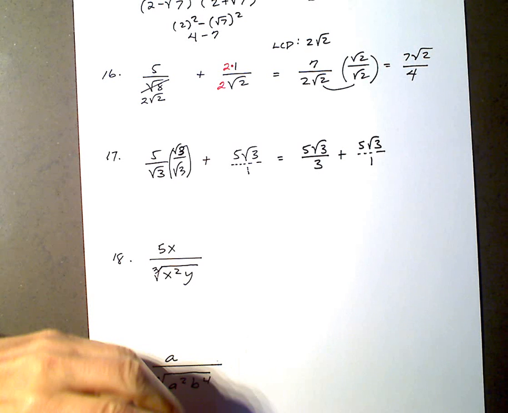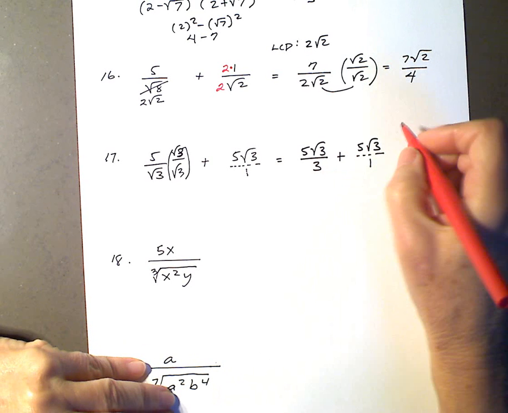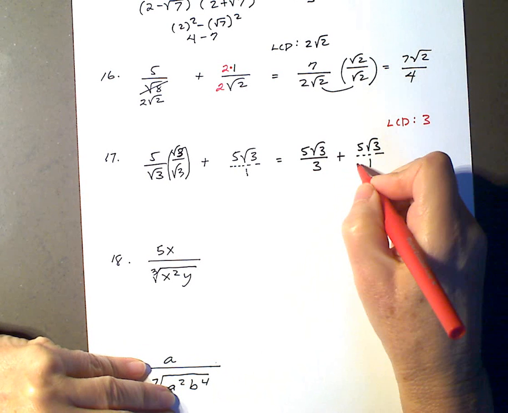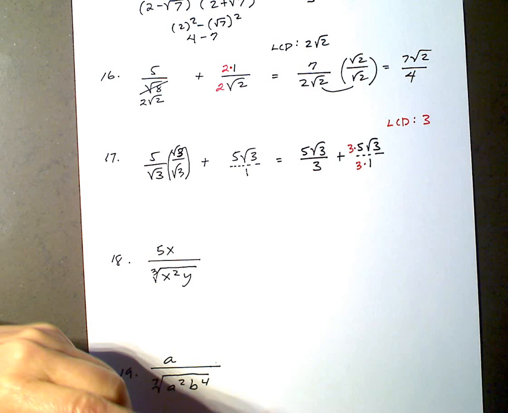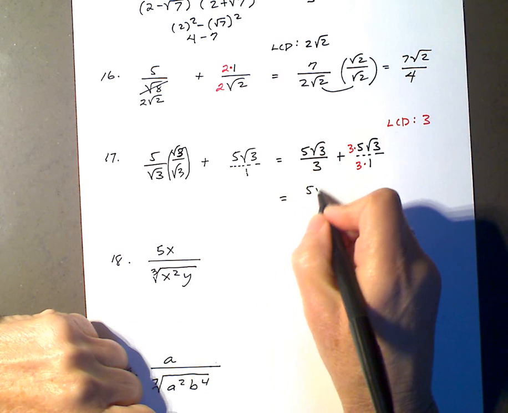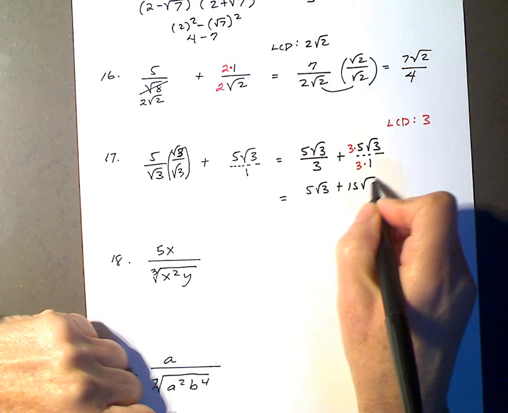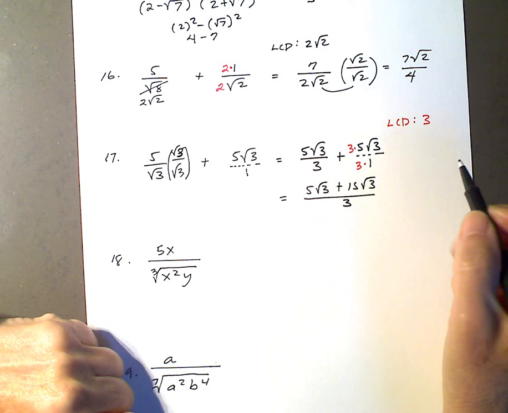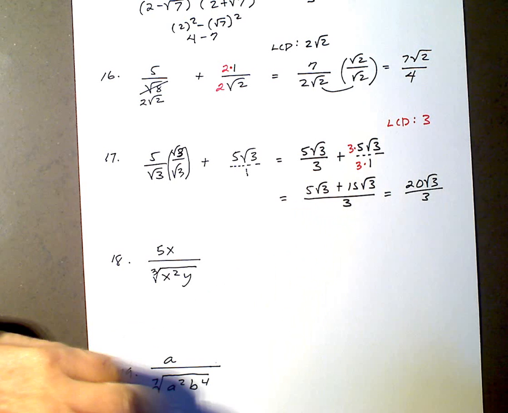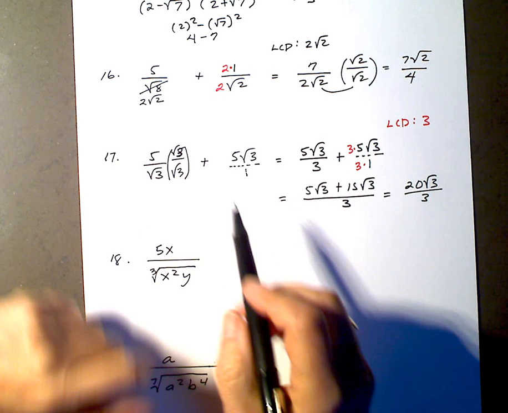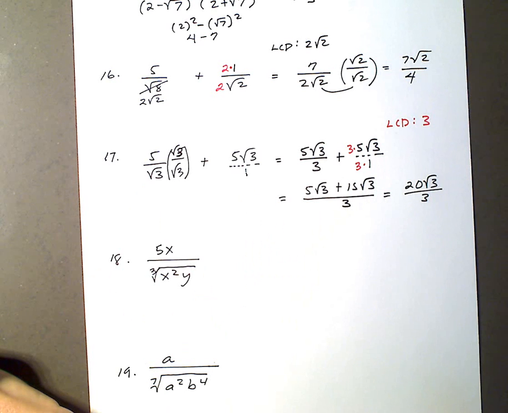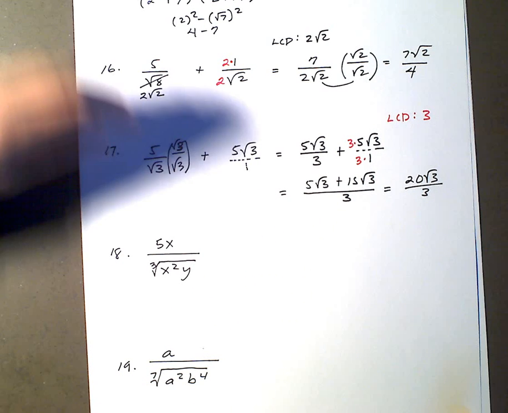So to get this over a lowest common denominator of 3, if I look at it now just as a 3, I have to multiply this by 1 in the form of 3 over 3. So now I'm going to have 5 root 3 plus 15 root 3 all over 3. So that is 20 times the square root of 3 all over 3. And again, different orders I could have done that in. I could have written these both over square root of 3 to begin with and then rationalized it at the end. Any order works as long as you're using the properties correctly.